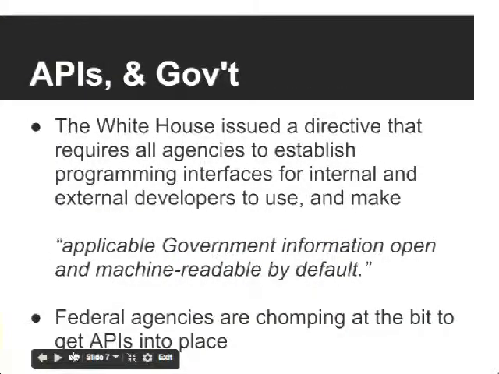So since we're in DC, it's worthwhile to talk about APIs and the relationship with government. Some of you may know that the White House issued a directive that requires all federal agencies to have a public programming interface, and it also has set the default state of applicable government data to be open and machine readable. And what that means is that a lot of the federal agencies in DC are chomping at the bit for a way to expose their data. And Drupal, as you all know, is big around here, and it's a great way to do that.